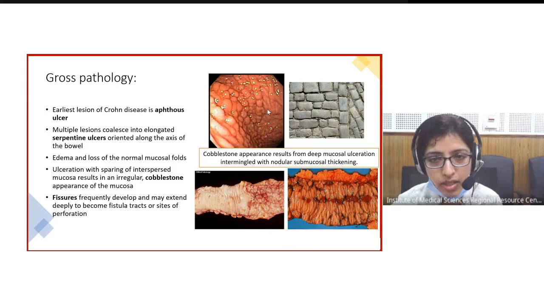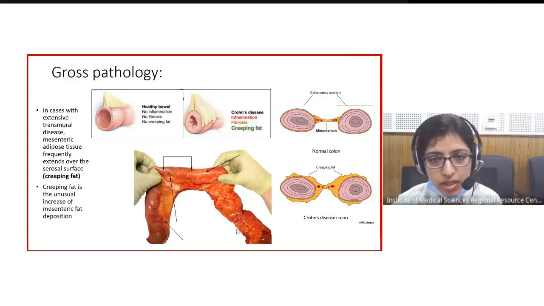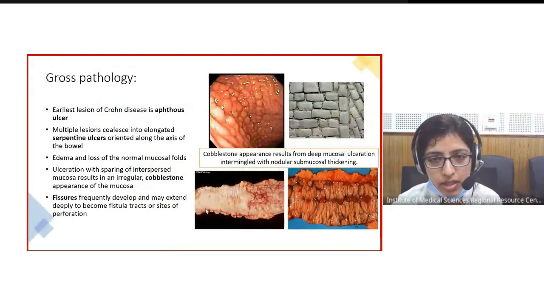So this is what we are seeing on endoscopy. This is what we are seeing in the resected specimen that we have received. So this is a normal mucosa. Now, here again, because of some edema, you see that the mucosal folds, in this region, you do not see the folds. Here we are still able to see some folds. There is edema here, and here there is cobblestone appearance, because in between there is deep mucosal ulceration, and this nodular submucosal thickening. Submucosa is thickened. This nodular submucosal thickening is taking place in between. So this results in the cobblestone appearance.